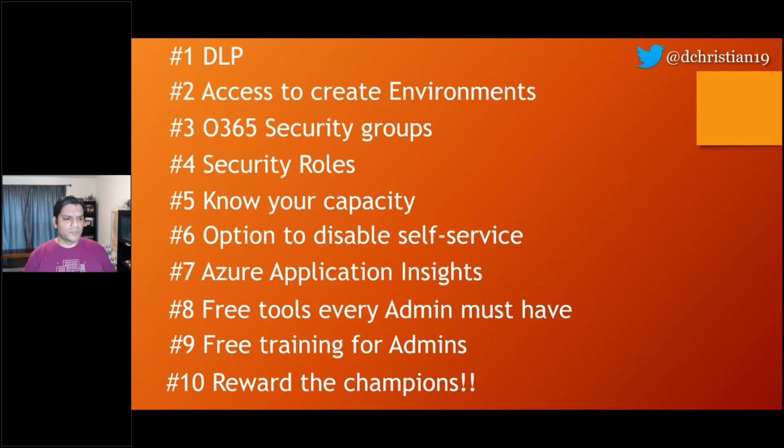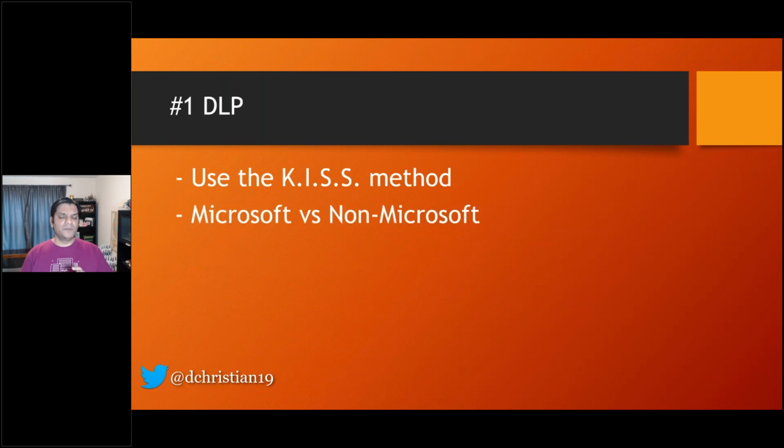All right, so let's go to the first one, which is DLP, or data loss prevention. When it comes to DLP, I literally use the KISS method, and I separate it based on Microsoft and non-Microsoft. Some of you may be saying, hey Dan, what is this KISS method? This is my favorite one. KISS stands for Keep It Simple, Stupid. You might have heard this used in many different scenarios, but this is basically the whole process that I follow. So let me show you.